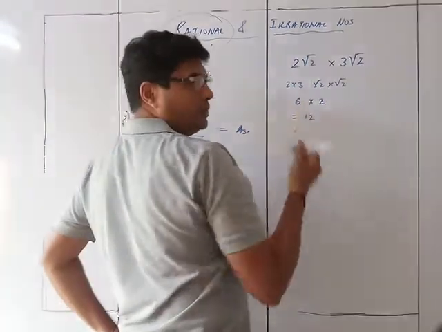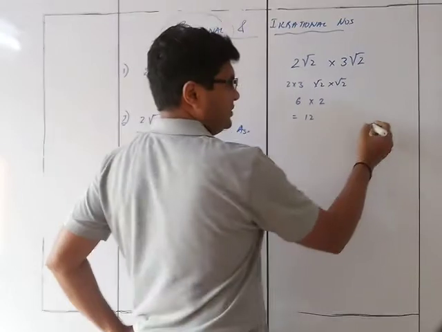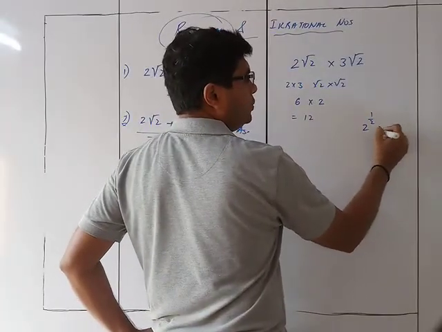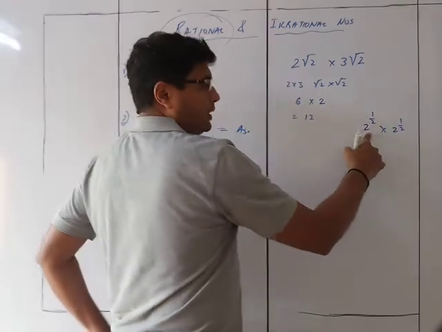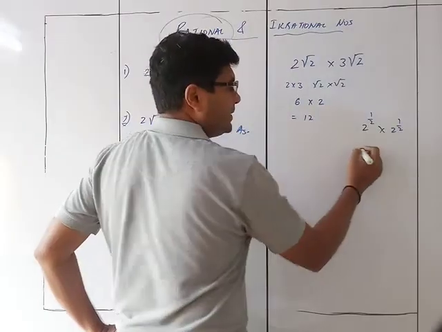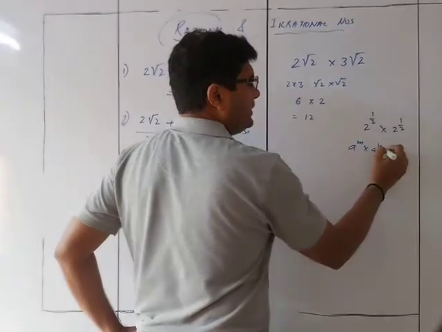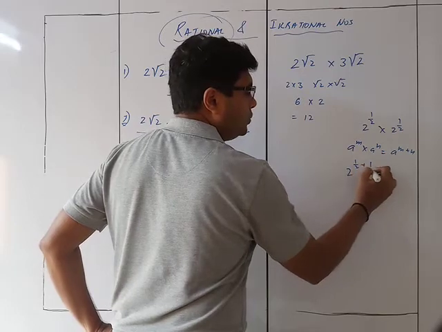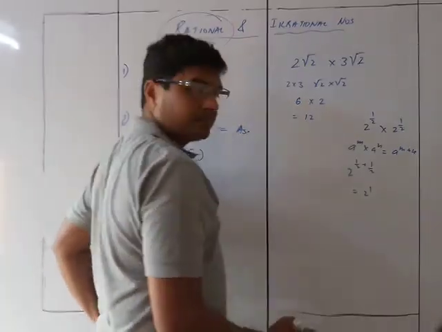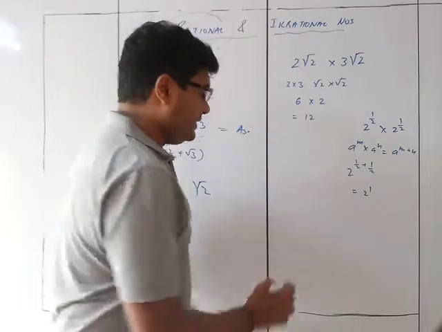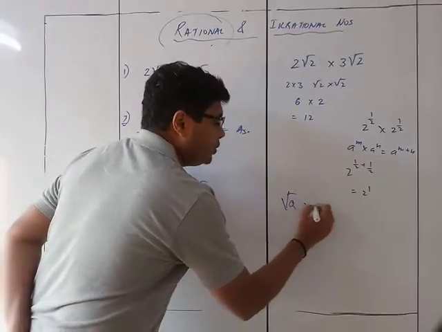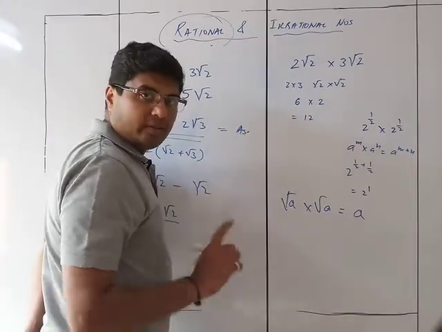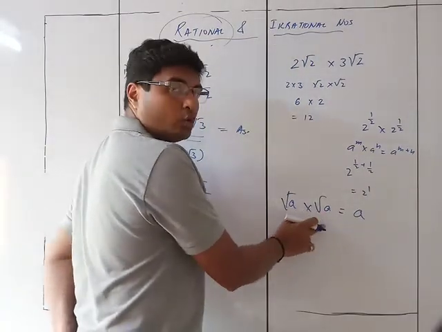Why is it 2? You know in exponents, we had done earlier last year also, what is root 2? 2 raised to 1 upon 2. So this is 2 raised to 1 upon 2 into 2 raised to 1 upon 2. What is a raised to m into a raised to n? It is nothing but a raised to m plus n. So here it is 2 raised to 1 upon 2 plus 1 upon 2, which is nothing but 2 raised to 1. Got it? That's the reason root a into root a is equal to a. Always remember this thing. Root a into root a is a.